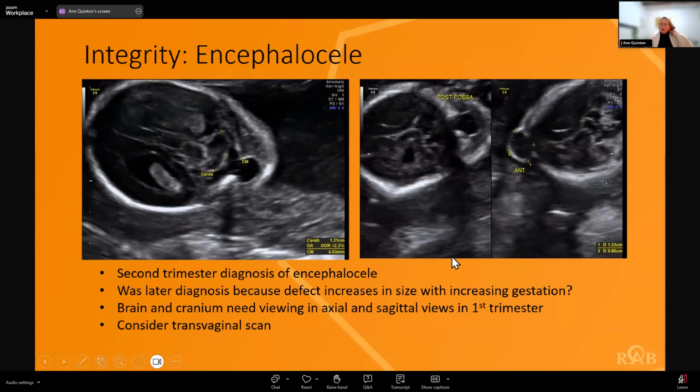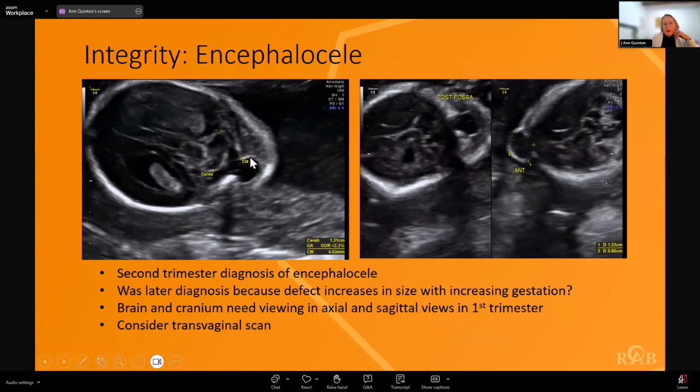So this again was a second trimester diagnosis, and we can see that basically this encephalocele appears to have meninges in it, though you can see some of the other brain structures are starting to herniate into that defect in the skull. And here is a couple more images of the same fetal brain. So again, was this later diagnosis because the defect increases in size with increasing gestation?